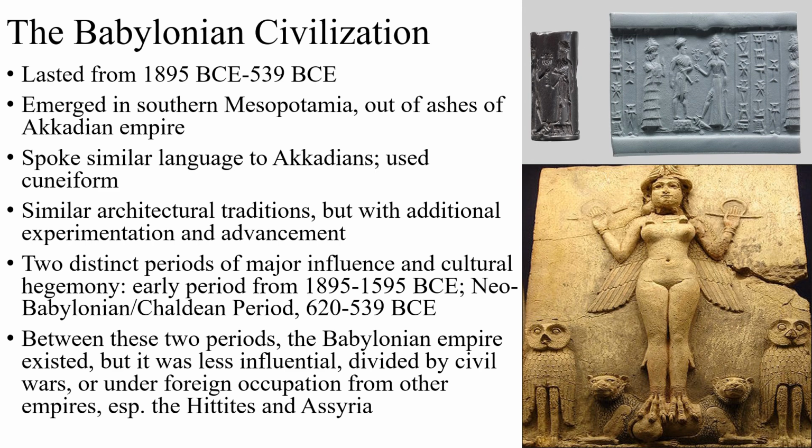There are two distinct periods of major influence and cultural hegemony by the Babylonians. The early period, from about 1895 to about 1595 BCE, and the Neo-Babylonian, also known as the Chaldean period, from about 620 to 539 BCE, at which point the civilization lost its independence. Between these two periods, the Babylonian Empire existed, but it was less influential. It was divided by civil wars, or it was under foreign occupation from other empires, like the Hittites or the Assyrians. This period between the early Babylonians and the Neo-Babylonians was somewhat like the intermediate periods the ancient Egyptian civilization experienced. We talked about these intermediate periods in a previous video.